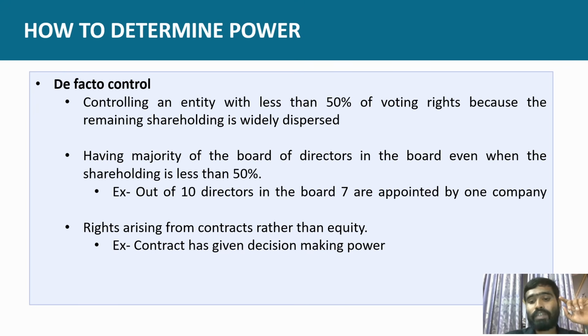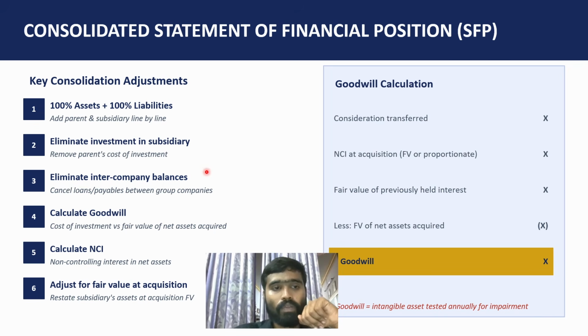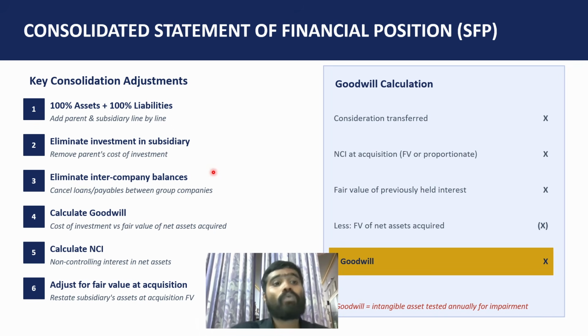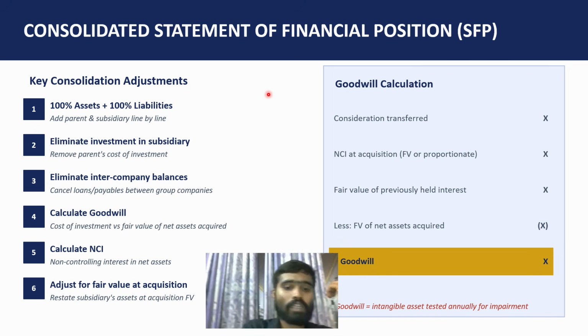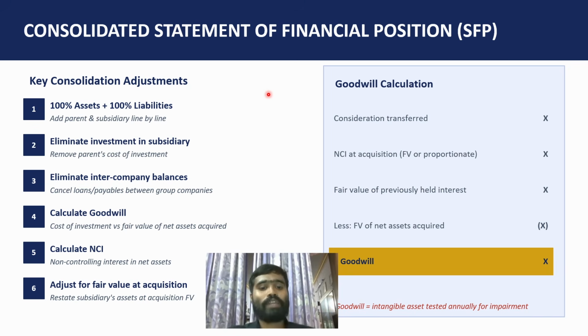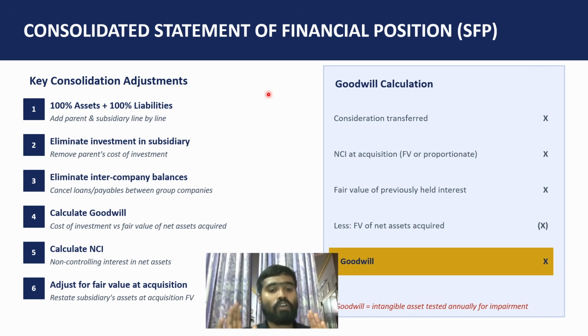How can we establish control? So here we'll see what are the consolidation adjustments. Now, once we are having control over any company, as per IFRS 10, we have to go for consolidation. Consolidation means merging the profit and loss and balance sheet, or we can call it as income statement or statement of financial position of parent as well as subsidiary. We have to merge or consolidate.